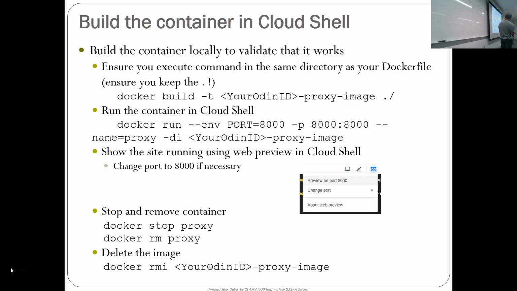In Cloud Shell, when you do this, in the web preview button you can preview the app on port 8000. And once you get the app running, you can stop the container, remove it, and then delete the image. Because what I'm going to have you do next is use the container build service to have Google Cloud Build build the same thing and then populate the container registry with it.